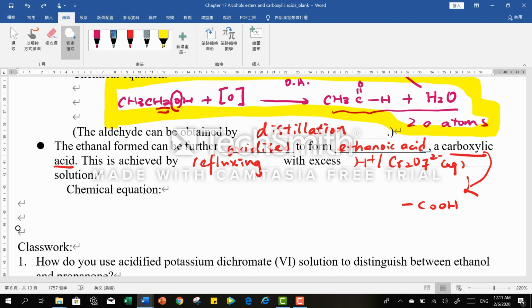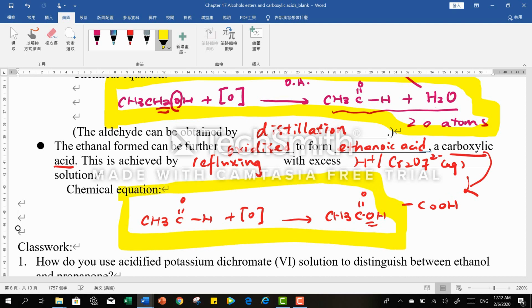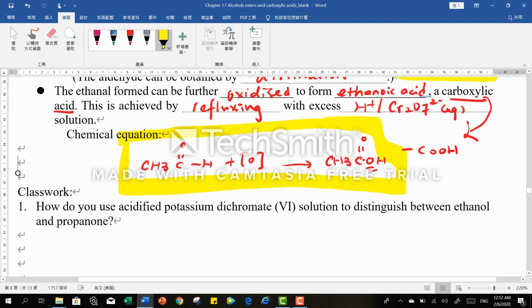Okay, continue. So aldehyde will be oxidized to carboxylic acid. When you look at this equation, the right and left-hand side, the only difference is there is one more oxygen, right? So you add [O] here. Okay, let's do some classwork.